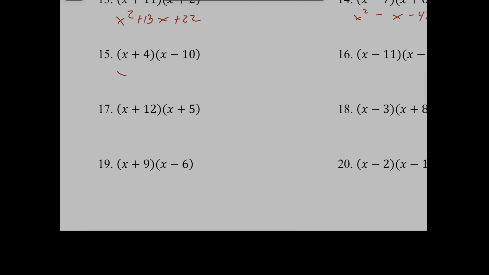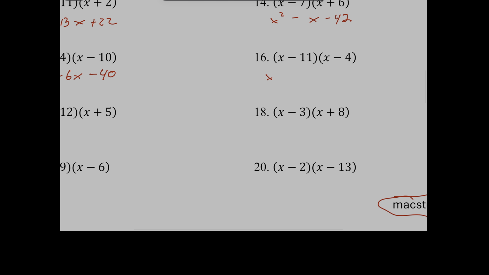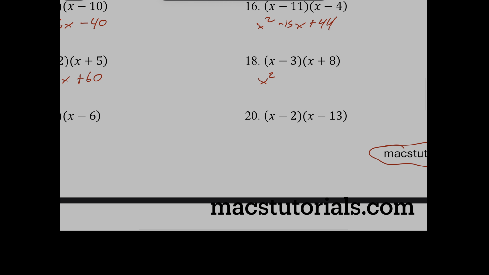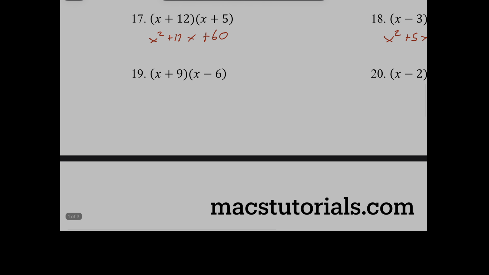Let's keep going. X squared, add them up, negative 6. Multiply, negative 40. Okay, number 16. Add the numbers. What do you get? Negative 15. Multiply them. You get a positive 44. Negative 11 times a negative 4. Let's go on to number 17. Okay, we're going to add them. Positive 17. Now we're going to multiply them. Positive 60. 18. Okay. We're going to add them. Positive 5. We're going to multiply them. Negative 24.